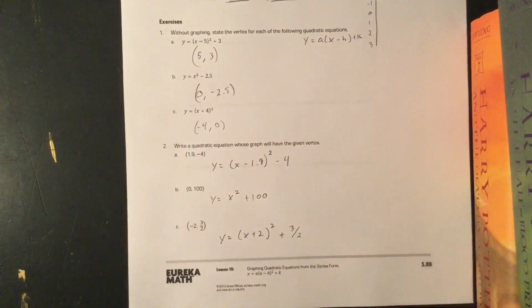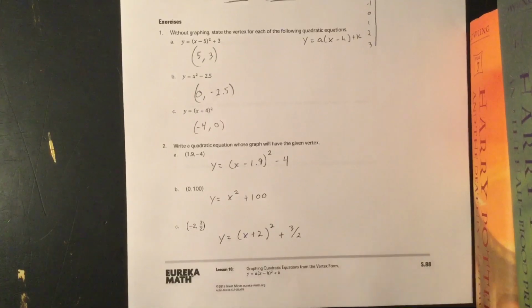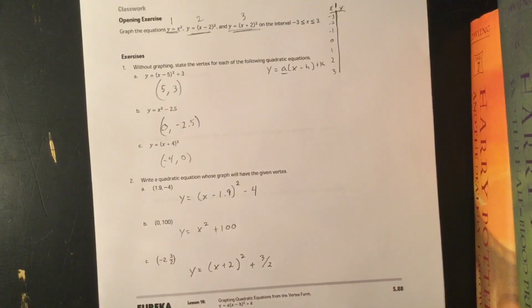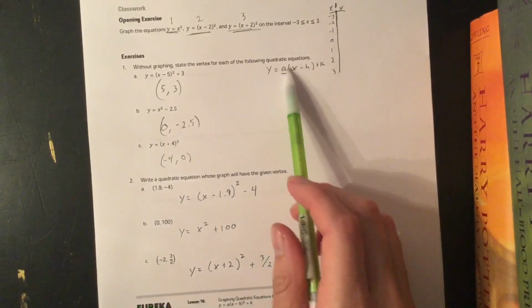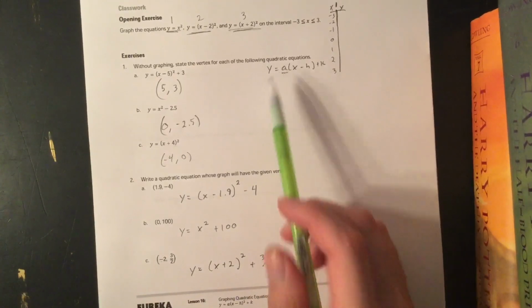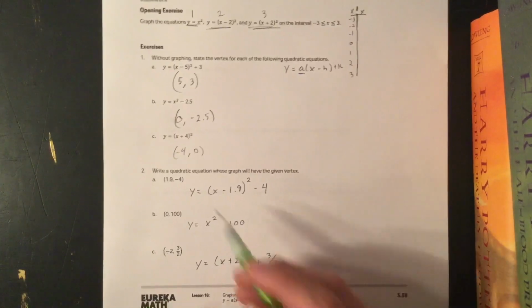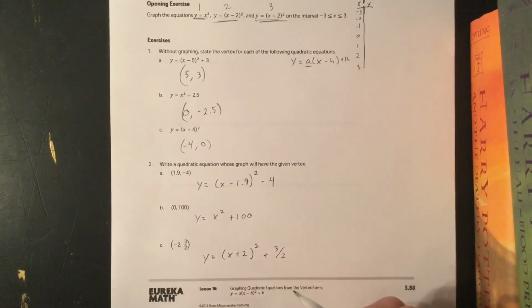So for this one, this would work. The other options that we could write involve this a. I haven't really talked about this a much. If you remember back when we were talking about translations, this a in front is going to end up indicating our vertical stretch, changing the steepness of the curve. So for these ones, we could actually change the a of the equation and write many different options for these ones.